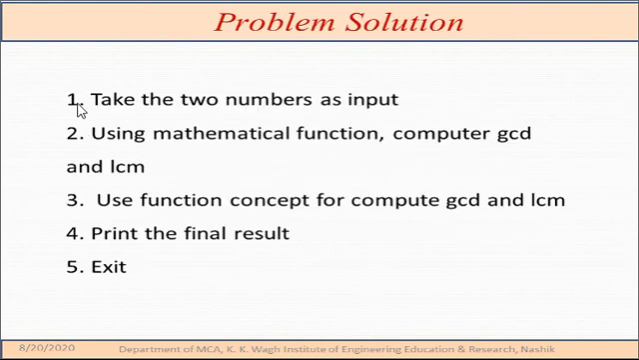The problem solution we can describe in 5 steps. The first step, we have to take the two numbers as input. Then by using the mathematical functions, we have to calculate the GCD and LCM. By using the function concept, we compute the GCD and LCM, print the final result, and then exit from the program.